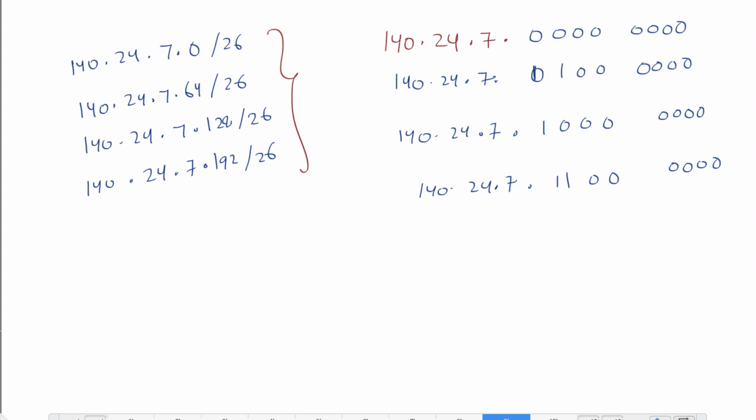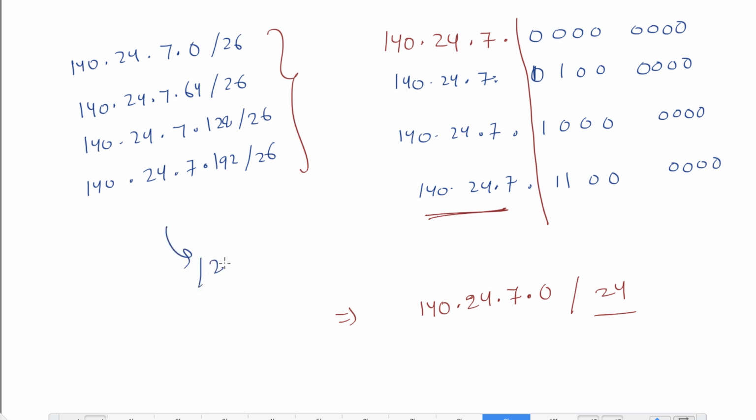And now just check what are the things that are common. Till what point are things common? Till this point things are common. So you are going to merge them into one network, which looks like this slash, this is 24 bits which are fixed, so slash 24. So these four networks got merged into this slash 24. This is how we are merging these four networks.